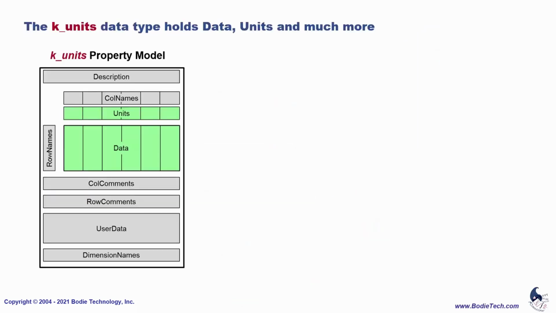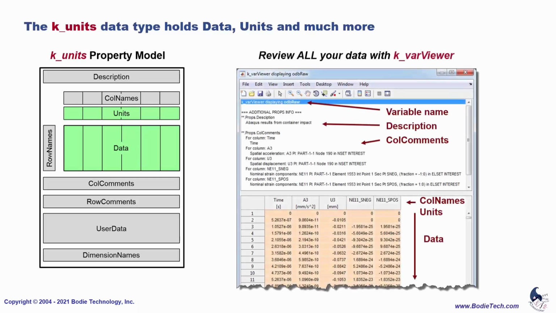The k_units data type holds all your data, units, and more, and is easily seen with the variable viewer that Kornucopia provides, where you not only see the tabular data at the bottom, but you can also see additional descriptive information and column comments that may be associated with your data.